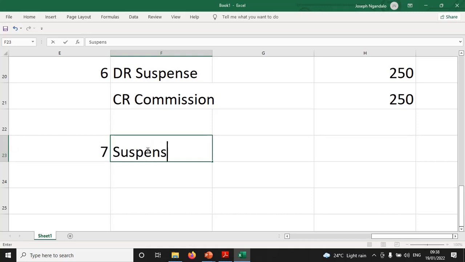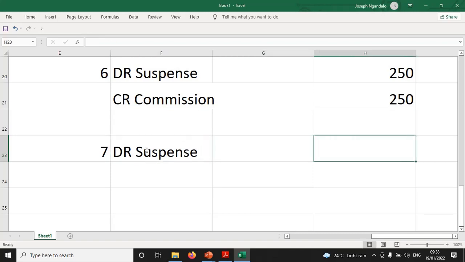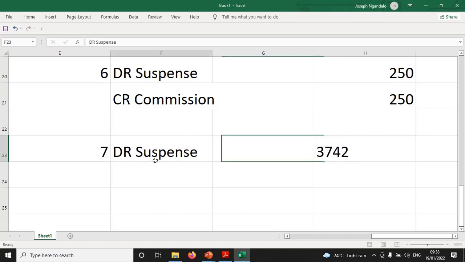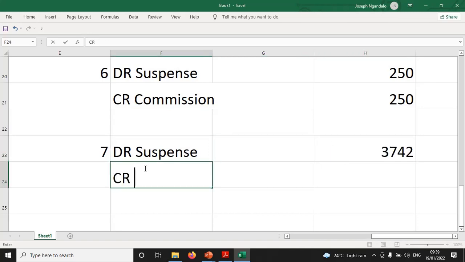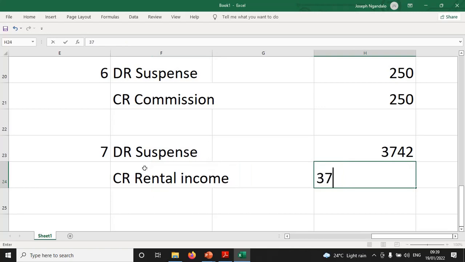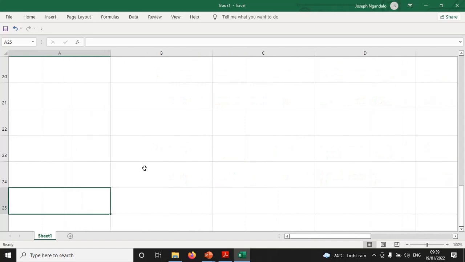I'm also benefiting from what you're telling me. So debit suspense. All right, are you there? How much? 3742. And credit what? Credit rental income, right? With how much? 3742. We proceed. So here we write rentals, eh? Is that correct?